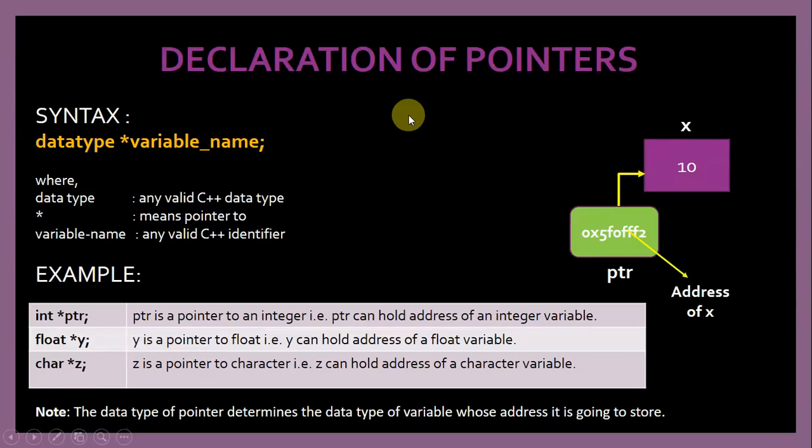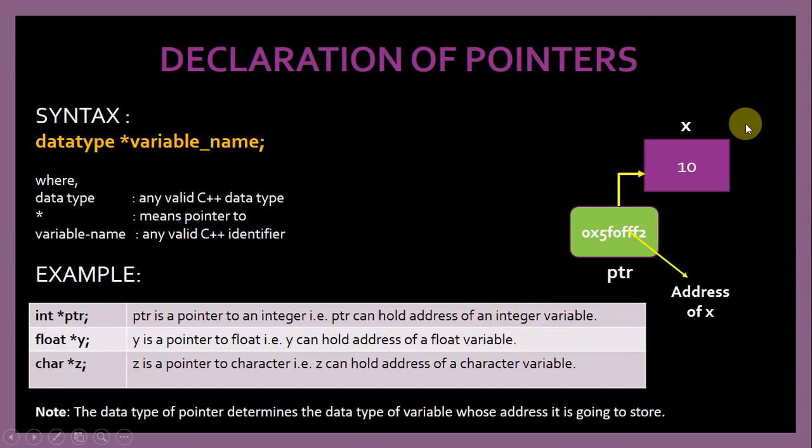Declaration of pointers. The syntax for declaring a pointer is: we give the data type first, then star, and then the variable name. The data type is any valid C++ data type, star means pointer to, and the variable name can be any valid C++ identifier. So if I say int star ptr, it means ptr is a pointer to an integer. That is, because it is of integer type, it is a pointer to an integer. That is, ptr can hold the address of an integer variable.